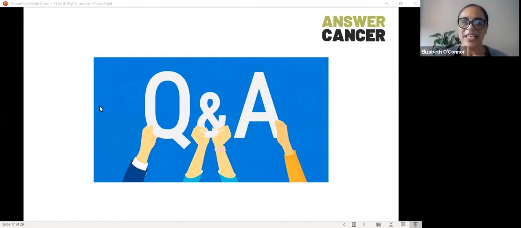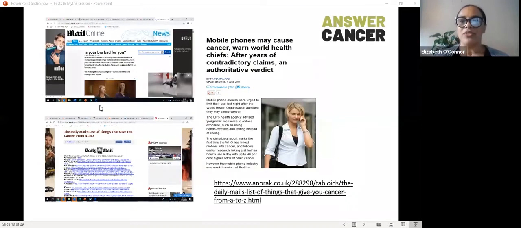So it's important. Now we've looked at a lot of common facts and myths that are in our heads and in our world, and we just think, wow, there's a lot of things that can cause cancer, but where do we get all this information from? We're on information overload. So it's important to think about where we get our information from.